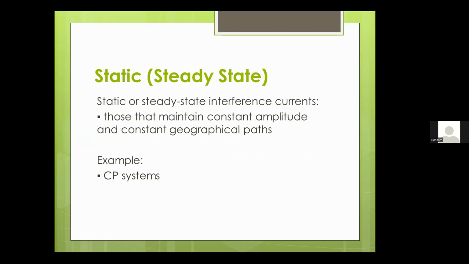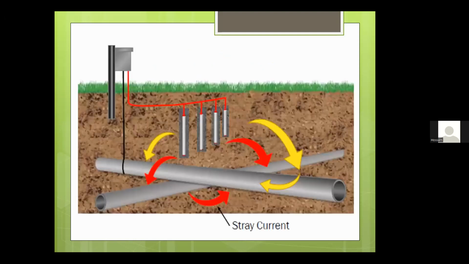Static stray current, which comes from the cathodic protection systems, maintains constant amplitude and constant geographical paths. Here are two pipelines crossing each other. This pipeline is protected by these cathodic protection systems, and these are anodes which protect the structure.